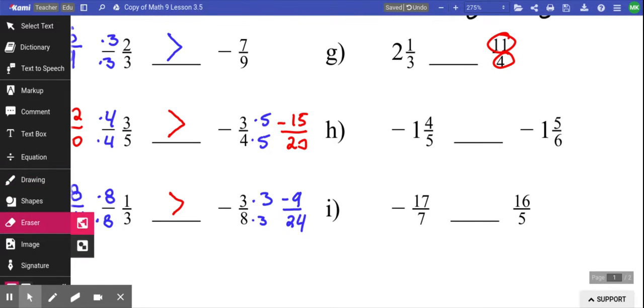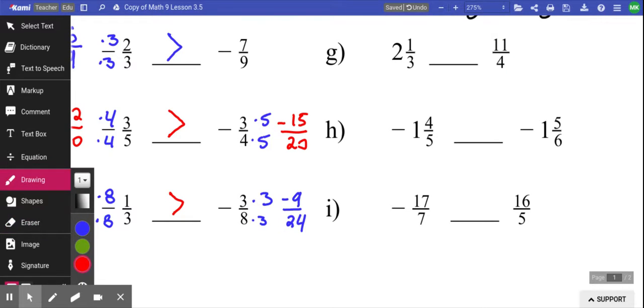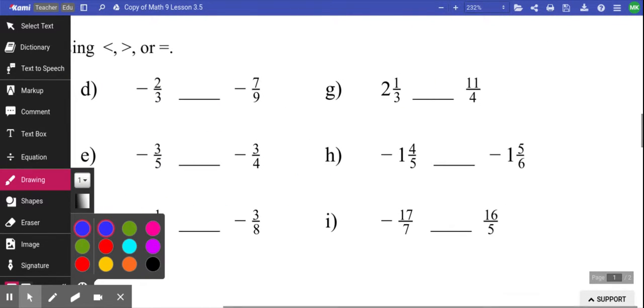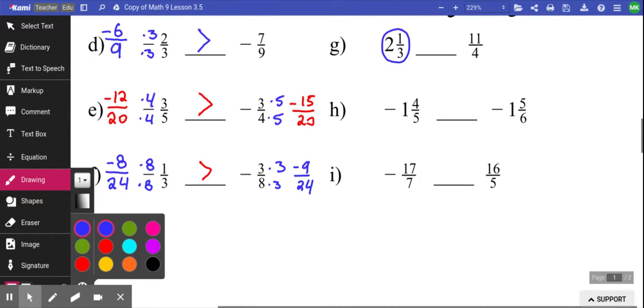So what I would do to compare these is convert either my improper fraction into a mixed fraction or my mixed fraction into an improper fraction, whatever you're more comfortable with. My guess, people are better at making the mixed fraction into an improper fraction. So I'm going to take this right here, 2 1/3, and convert that. I'm just going to do it on the bottom of my page because I don't have a lot of room.